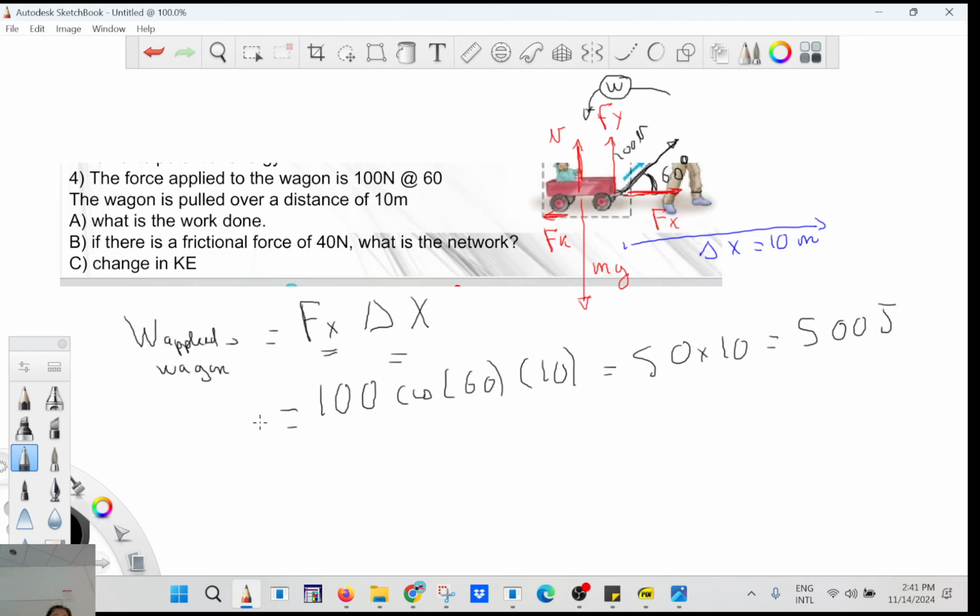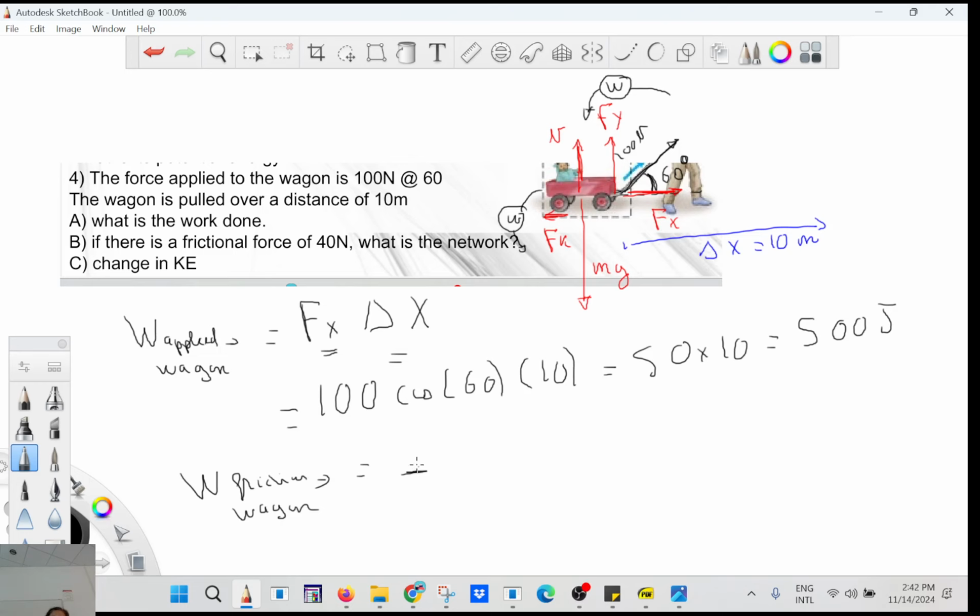Okay. And now they ask you, if you have friction, what will be the work done by friction on the wagon? So it means friction is taking away energy, right? It's losing energy. That energy goes into heat. Maybe it's noise. Noise is a form of energy. So is the work positive or negative? Negative, very good, because it's taking energy away. It's trying to make it go slower.